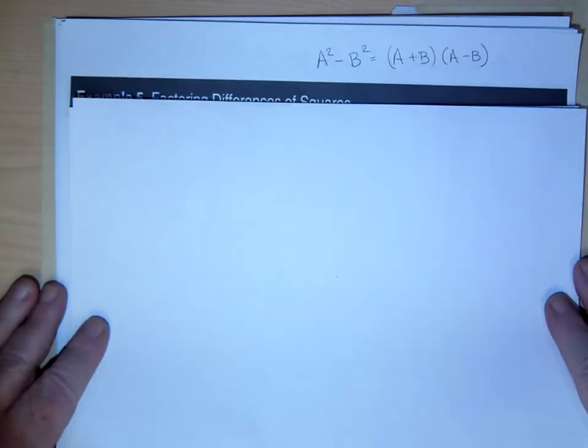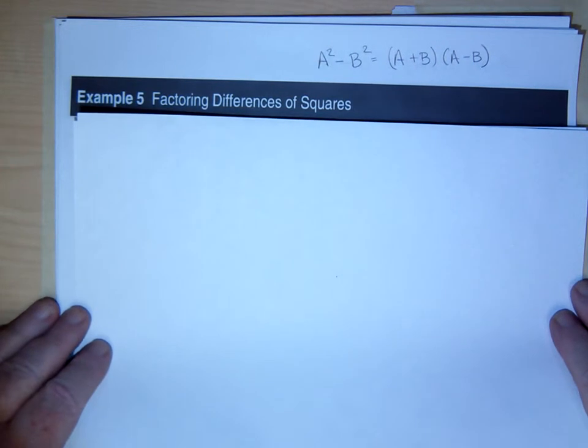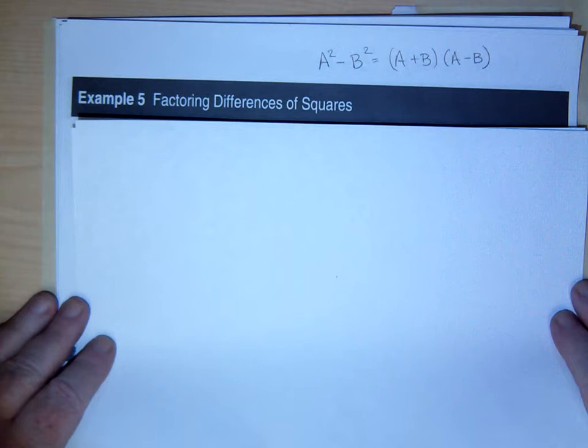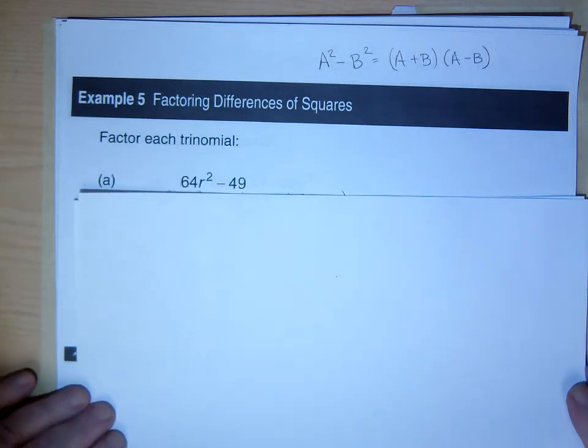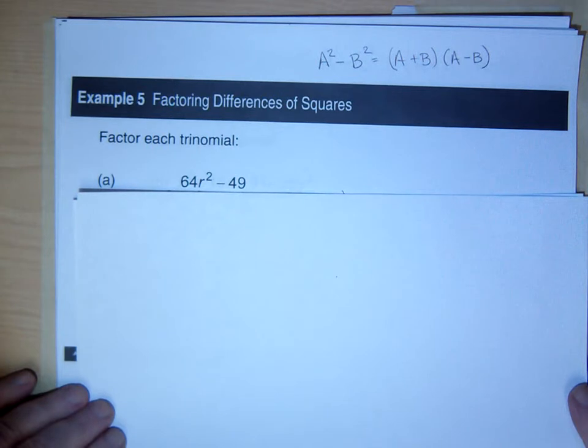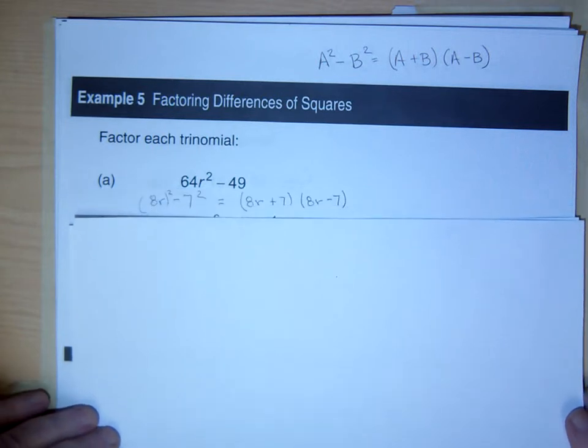Another common identity is the difference of perfect squares. This is a binomial, and we know from earlier that a squared minus b squared is a plus b times a minus b. So if we look at this binomial, we recognize that this is going to be 8r whole squared minus 7 squared, which means it can be factored this way.